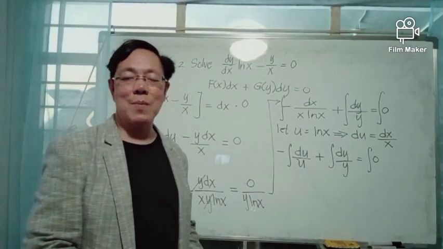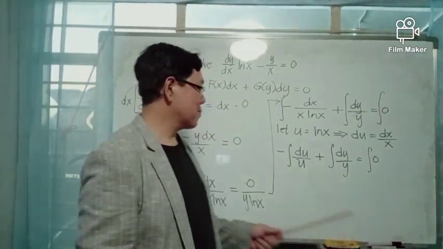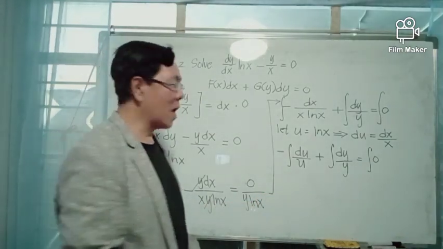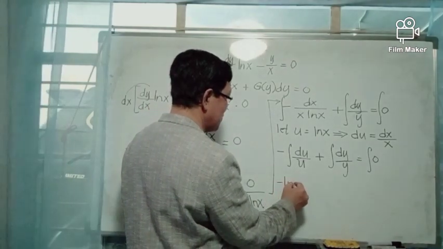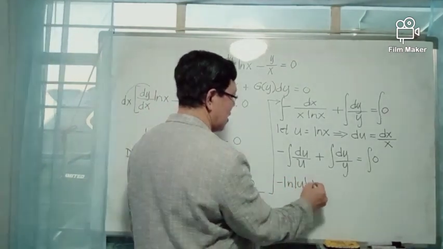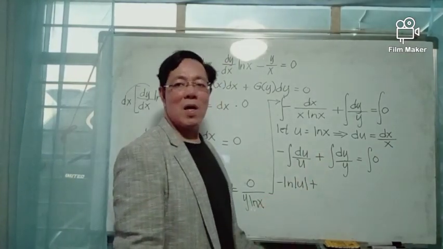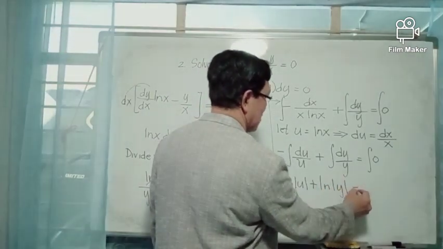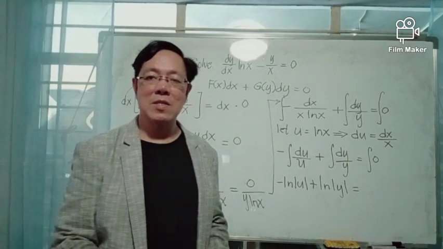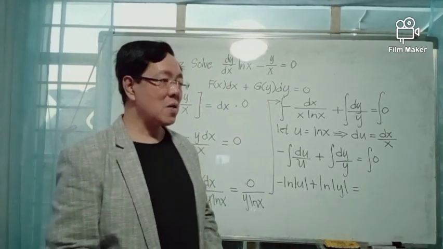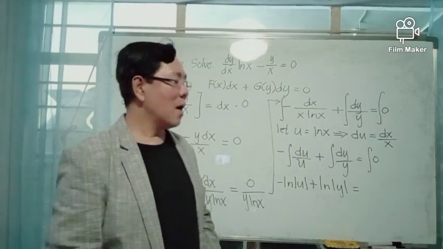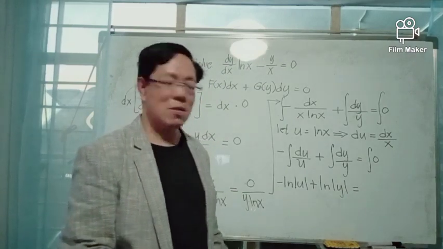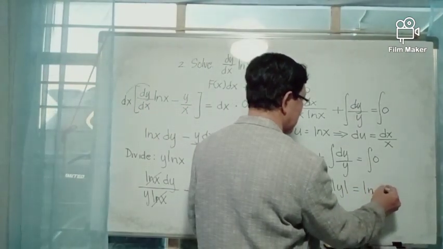We now integrate each term of the left-hand side and the right-hand side. The integral of du over u from your integral calculus is ln of u. And the integral of dy over y is ln of y. And the integral of 0 is a constant. Now, to make use of the properties of natural logarithm, instead of writing simply a constant c, I will write ln of a constant, ln of c.